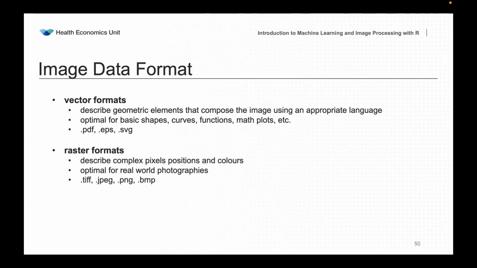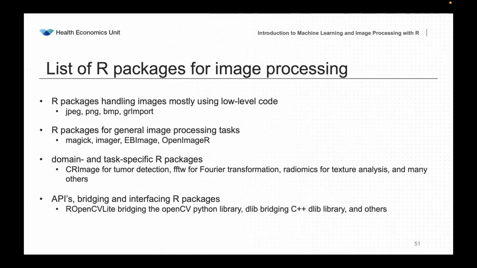And then we have a list of R packages for image processing. But realistically, if you are doing image processing, people do not prefer R, though they still have some libraries. Honestly, Python is the best language to follow for image processing. The R packages for handling images, mostly using low-level code, are for JPEG, PNG, BMP, and the GR import package.